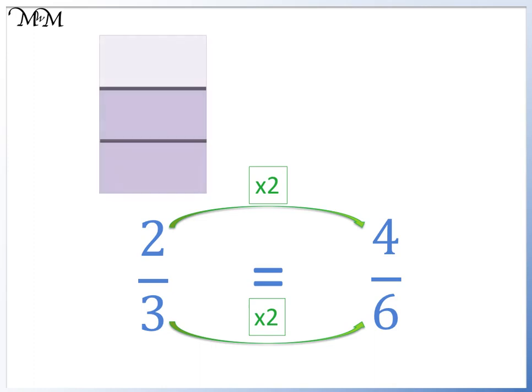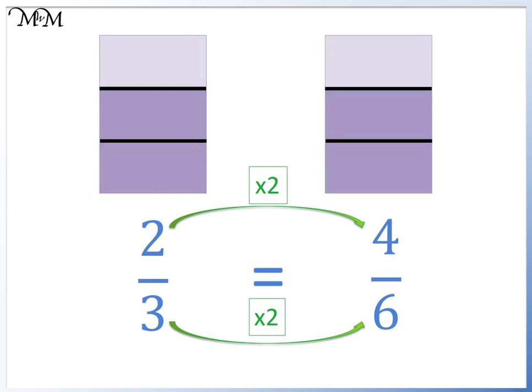Let's see how this works using a diagram. To make an equivalent fraction of 2/3, we multiplied by 2, so we doubled the total number of parts. As you can see, we not only doubled the total number of parts, but we also doubled the number of shaded parts. To make an equivalent fraction, we can multiply by any number as long as we multiply both the numerator and the denominator by the same number.